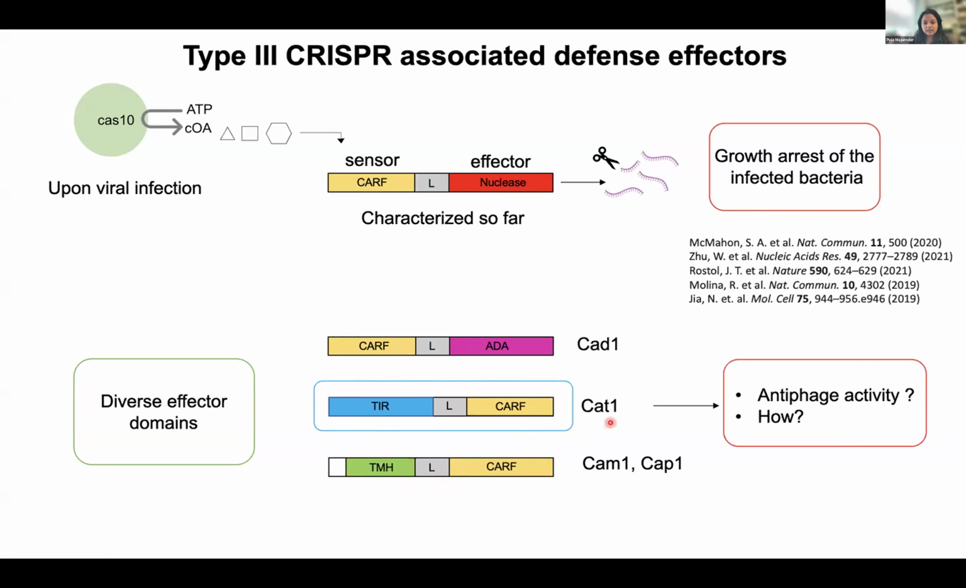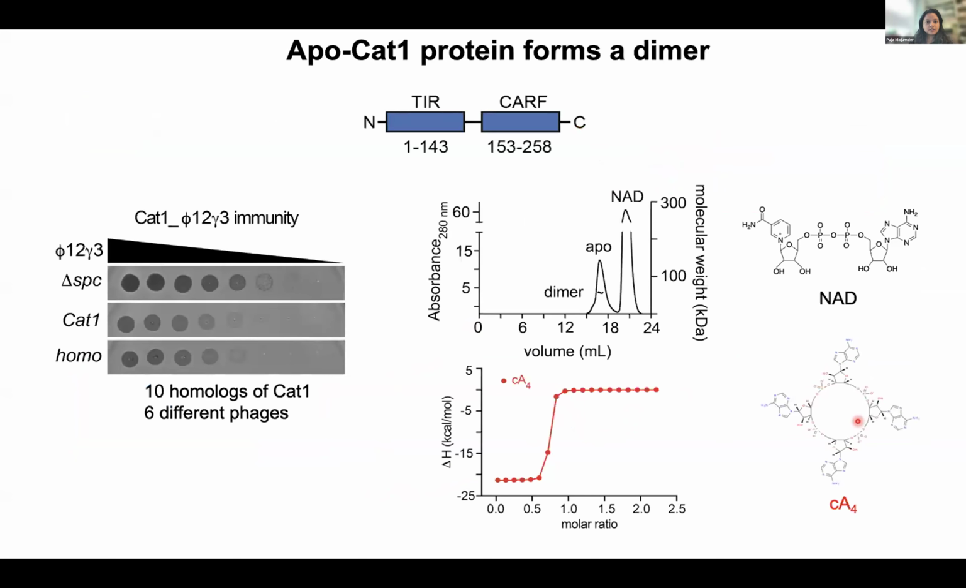The question we asked is whether this CAT1 system has any antiphage activity, and if yes, how it provides the antiphage activity. The first question was answered by Christian, when he showed that CAT1 and 10 of its homologs provide antiphage defense against 6 different phages. Then we started our structural analysis with this protein. We purified the protein, incubated it with NAD, a putative substrate of the TIR domain, and showed by SEC-MALS analysis that this protein forms a dimer in solution.